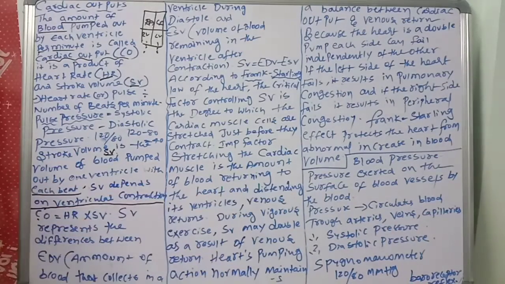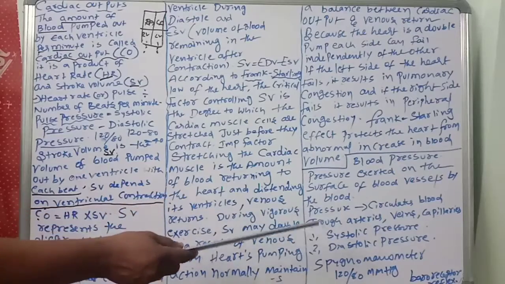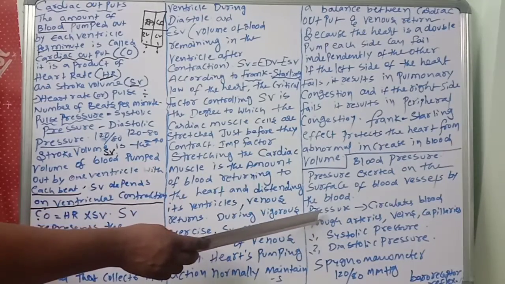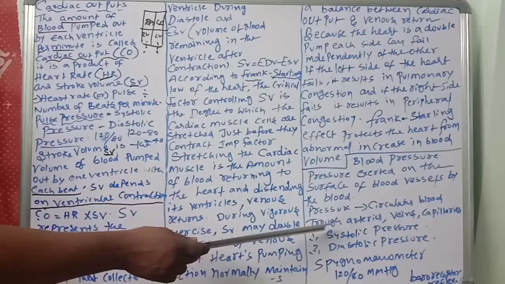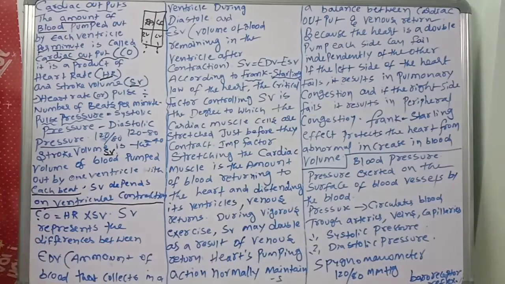Blood pressure is the pressure exerted on the surface of the blood vessels by the blood. This pressure, very important, circulates the blood through arteries, veins and capillaries. There are two types of pressure, systolic pressure and diastolic pressure.